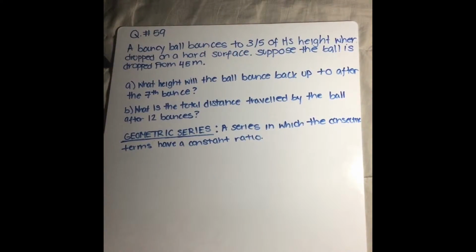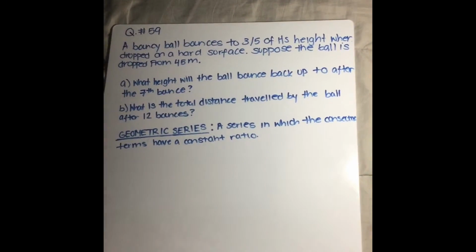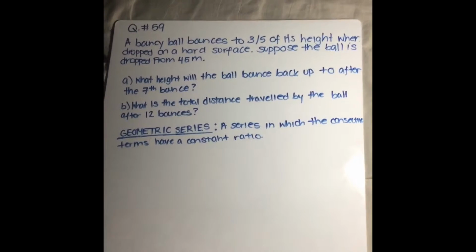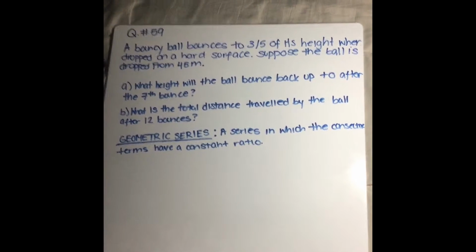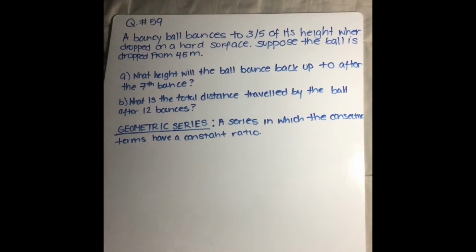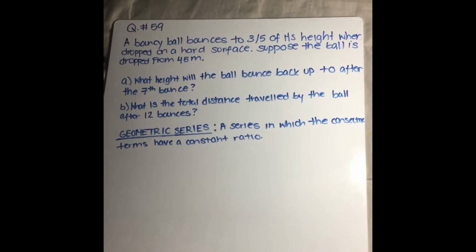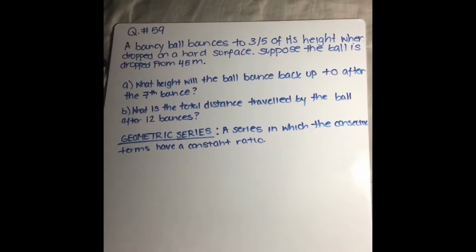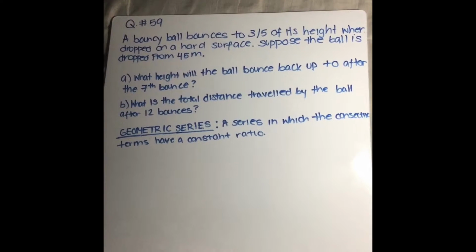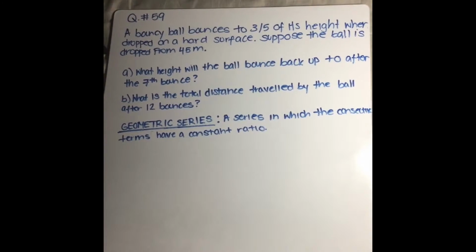This is a solution to number 59 from the course review. So the situation in this question is that a bouncy ball bounces to 3/5 of its height when dropped on a hard surface. Suppose the ball is dropped from 45 meters. The first part of the question is, what height will the ball bounce back up to after the 7th bounce? So firstly, we have to decide what type of question this is.